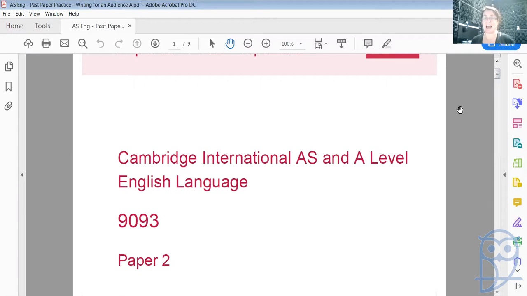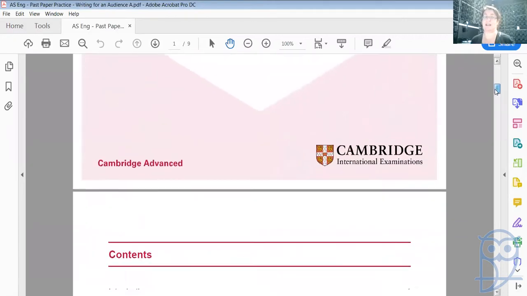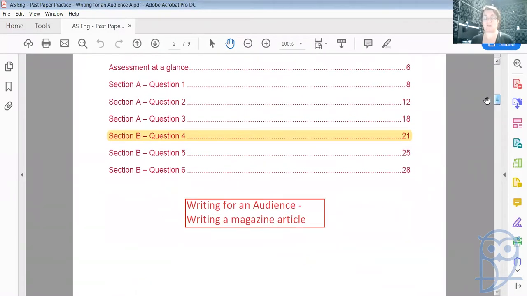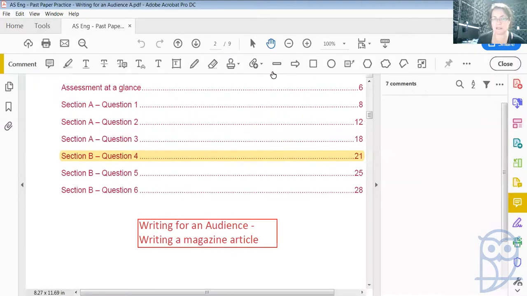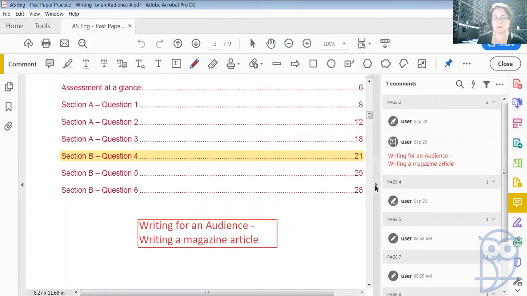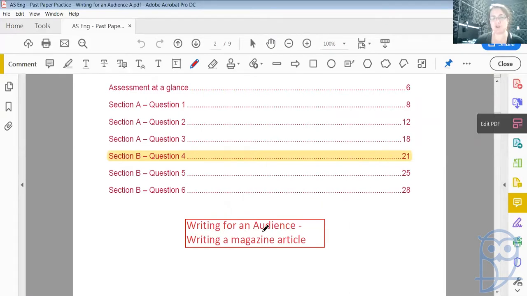All right, so last week we looked at some paper two questions. And today I want to focus on a particular question which aims at looking at writing for an audience. This keyword, audience, is very important. You want to keep the audience in mind whenever you write these kinds of answers or essays, writing for an audience. In particular, we're going to look at writing a magazine article.